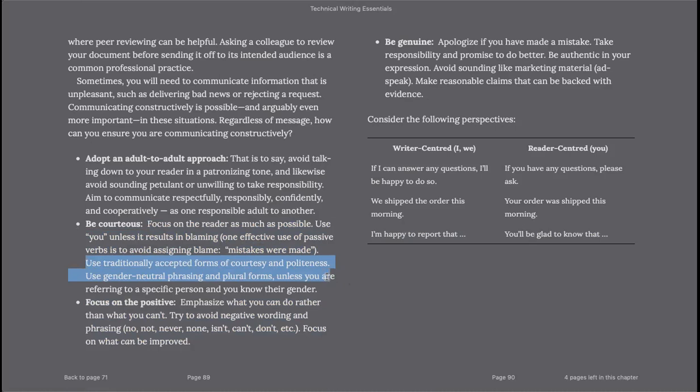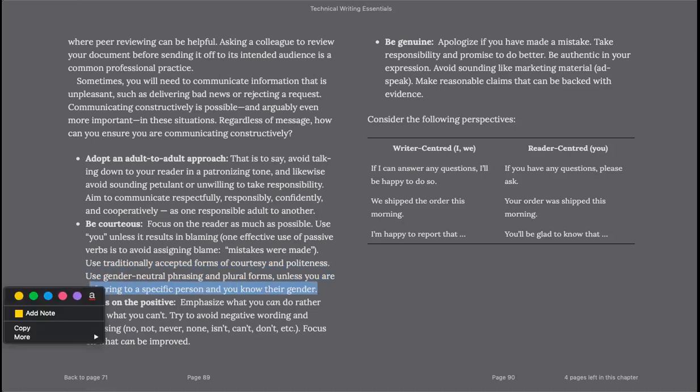And the traditional accepted form of courtesy and politeness: I'm sure that ever since we've been very young, we say please, say thank you. Gender neutral phrasing that we discussed not long ago is very important. Plural forms are very courteous and important. And referring to a specific person whose gender you know by saying he or she is okay. But if they're non-binary, for example, nowadays we have inclusion and diversity in our terminology and vocabulary that we're constantly using, so it is very important to address.